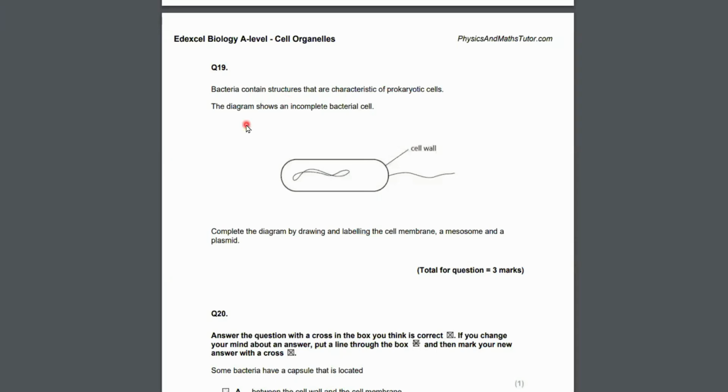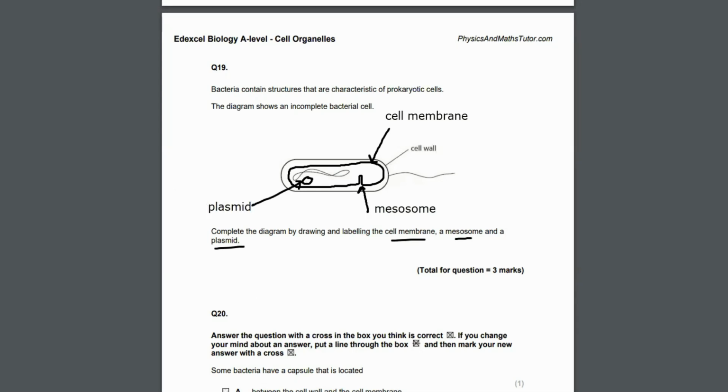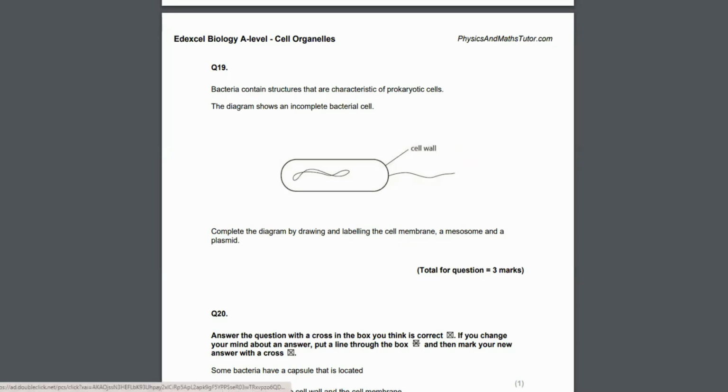Okay, we've got an unfinished picture of a prokaryote. It's a bacterial cell. Complete the diagram to show the cell membrane, a mesosome, and a plasmid. A mesosome is like an infolding in the cell membrane, so that the membrane kind of ducts inwards, and it's got various bits inside that little bit where it infolds. The cell membrane, you want a line drawn inside the cell wall, because obviously the cell membrane comes before the cell wall, and the plasmid is just a tiny circle of DNA.